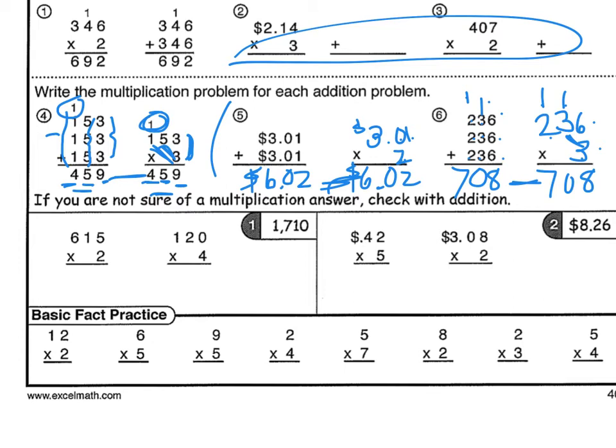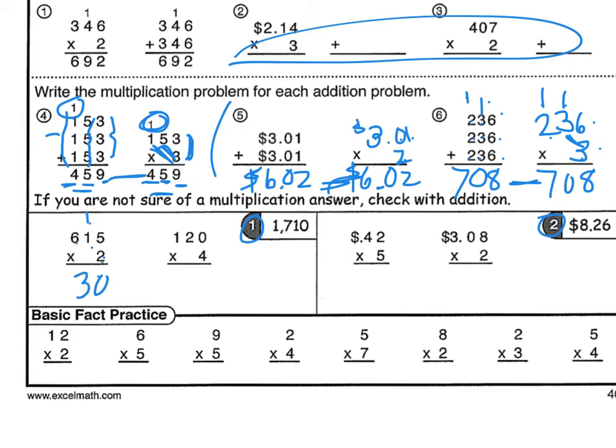All right, pause the video, do boxes 1 and 2 right here. Turn it back on when you're ready to see the solutions. Here we go with box 1. You should have already done this on your own. 5 times 2 is 10. Regroup with the 1. 1 times 2 is 2. Plus 1 is 3. Don't add the 1 to the 1 first.